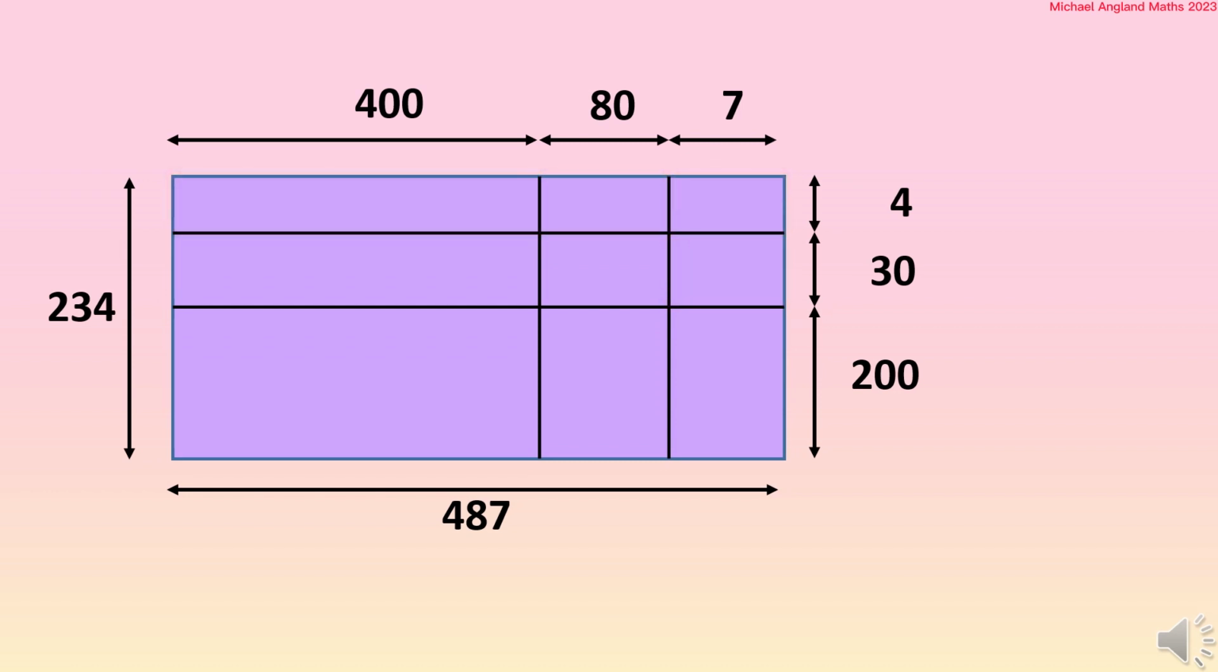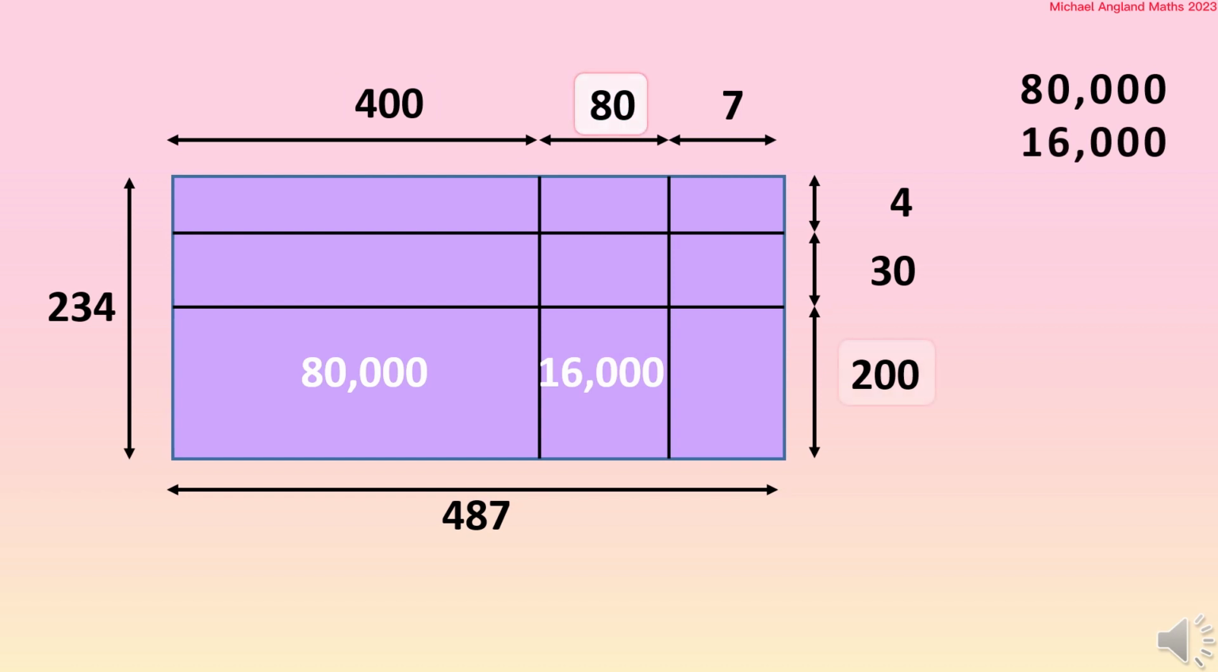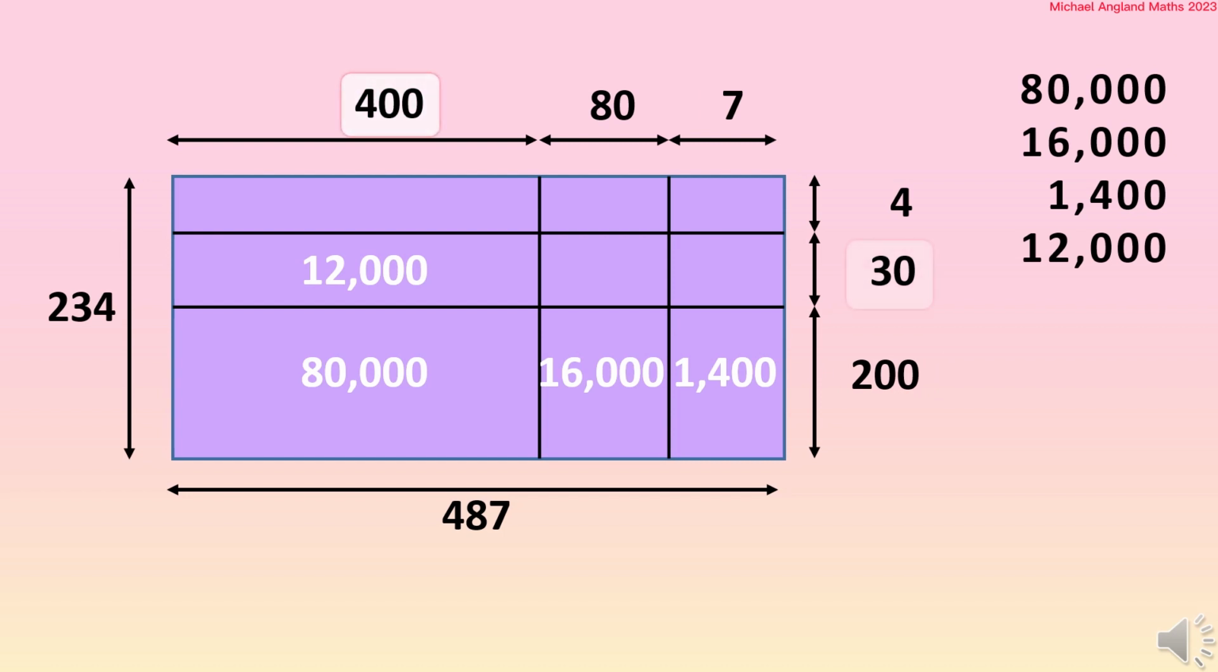So starting at the bottom left, we have 80,000, which is simply the product of 400 and 200. Then the bottom middle, 16,000, which is the product of 80 and 200. The bottom right, 1,400, which is the product of 7 and 200. In the middle, on the left-hand side, we have 12,000, which is the product of 400 and 30. Then in the middle, we have 2,400, which is the product of 80 and 30.